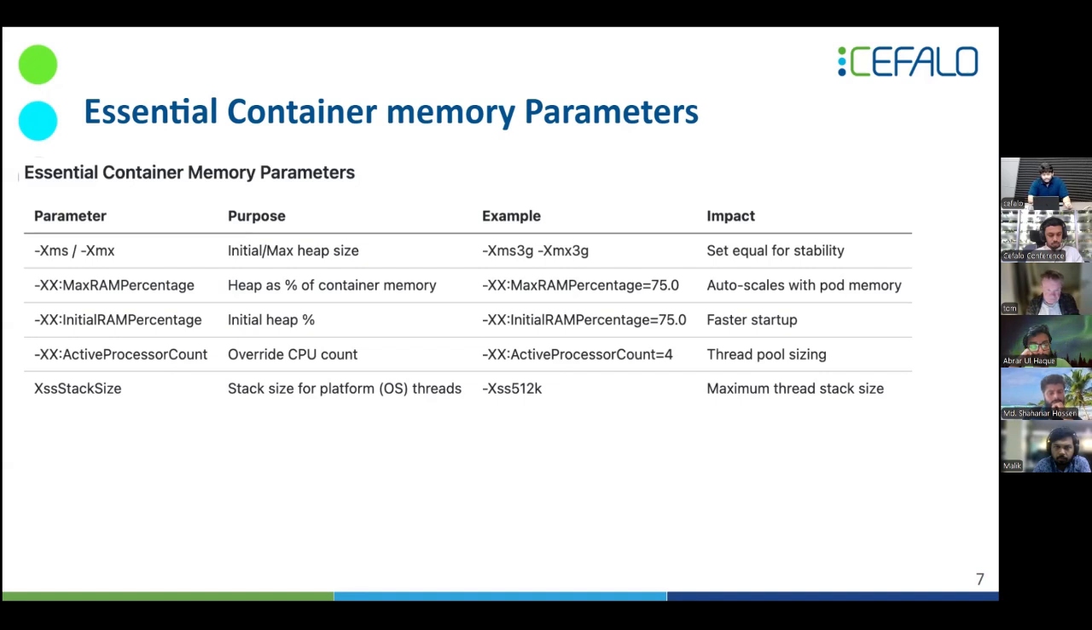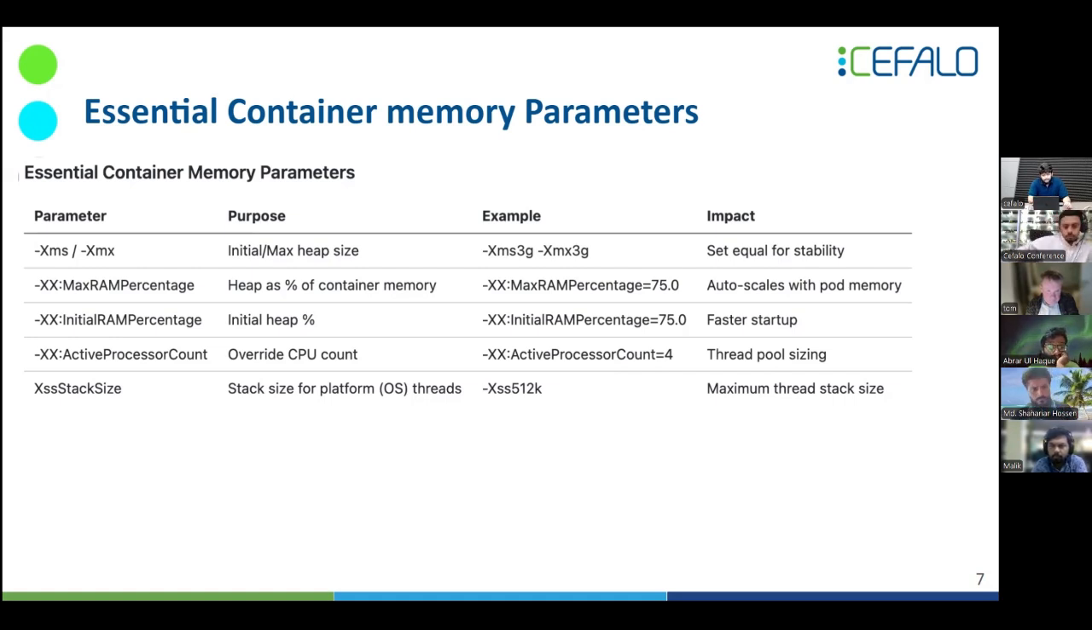Another way to do it is by specifying the percentage. So we can use MaxRAMPercentage and InitialRAMPercentage. I find it a bit better to do, because it's more flexible and you can just update the container memory, maybe from the Kubernetes file, or if you're using something else, and it will just automatically update it.